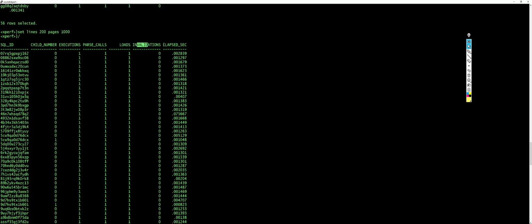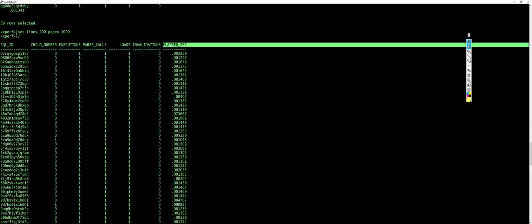Loads and invalidations are something else. These are not related to cursor sharing, so we'll see this later. And elapsed time as well. Now let us go to another view.